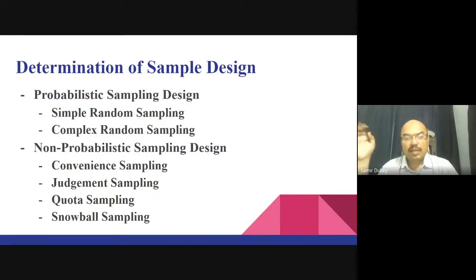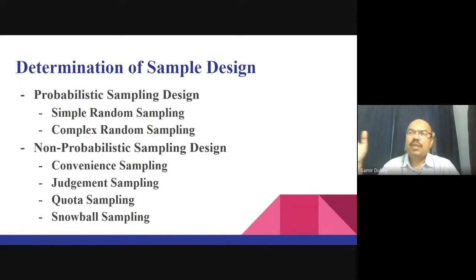So convenience sampling, or non-probabilistic sampling, is that type of sampling in which you approach the units which are within your reach. You contact those units, collect the data you require from them, and then conduct your research. So that is convenience sampling, or judgment sampling, or quota sampling, or snowball sampling.